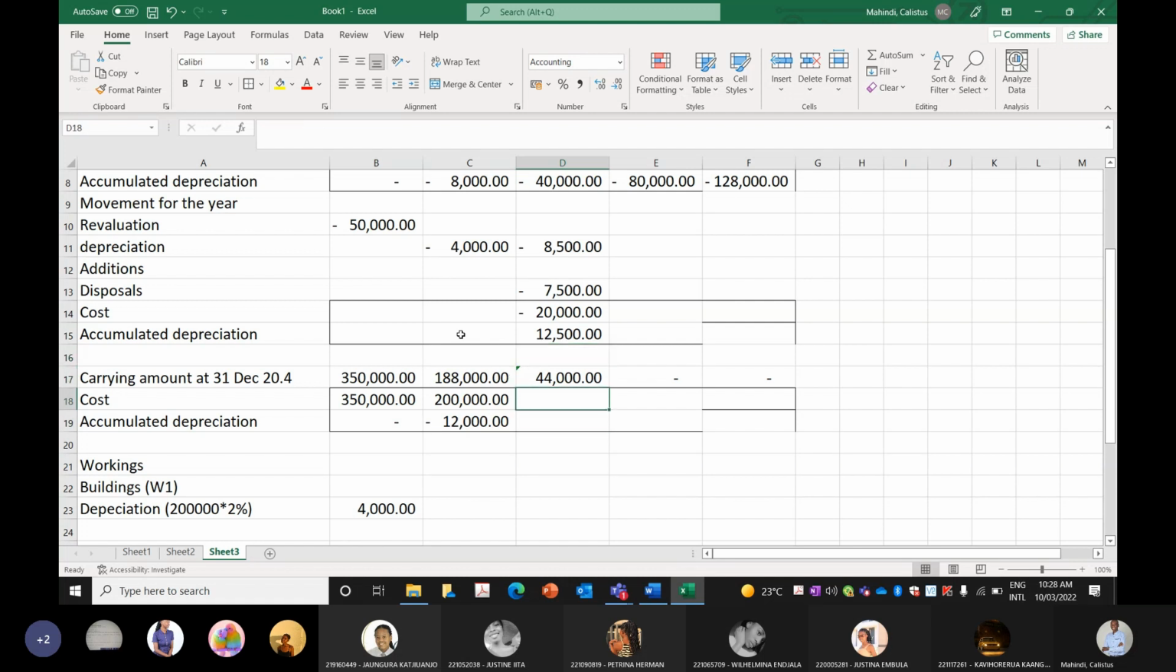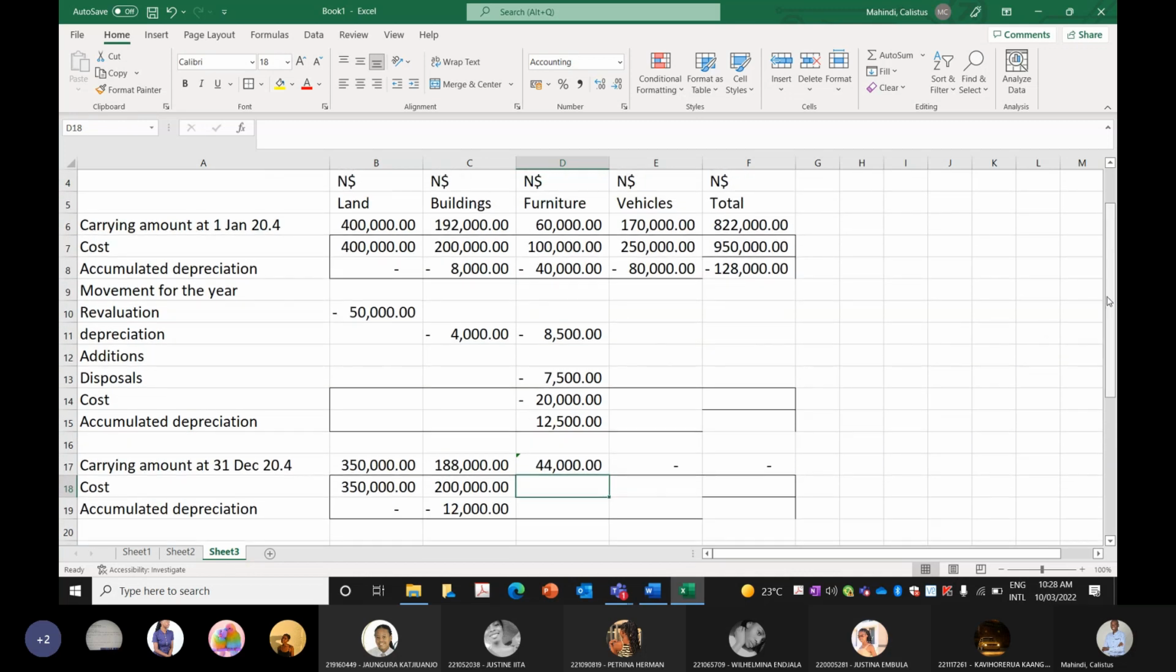So your cost price of the furniture, you take your cost price 100,000 minus your 20,000, you're going to have only 80,000. And then your accumulated depreciation, you started with your 40,000, you had the 8,500, but then you subtracted the 12,500, you're going to get 36,000. 80,000 minus 36,000 brings it back to 44,000. You can go and watch the recording of this just so that you can get the explanation.